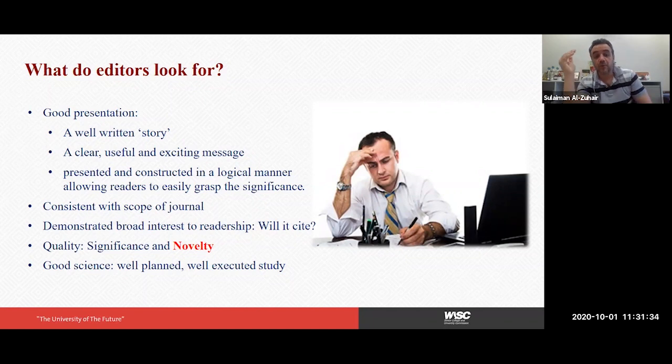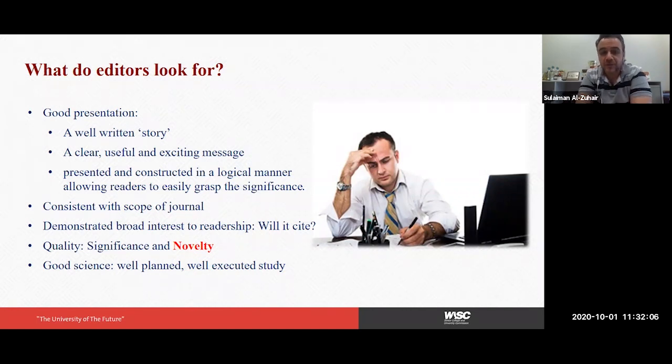It demonstrates broad interest to readership, and the question that the editor will ask himself is, will this work attract citations or not? Because the citations that your paper attracts increase the impact of the journal, and the editors are seeking to improve the impact of their journals. So that comes from the quality of the papers they publish in their journals. They will ask themselves, will it attract citations or not? And then based on that, they will decide whether to send it to reviewing or not.